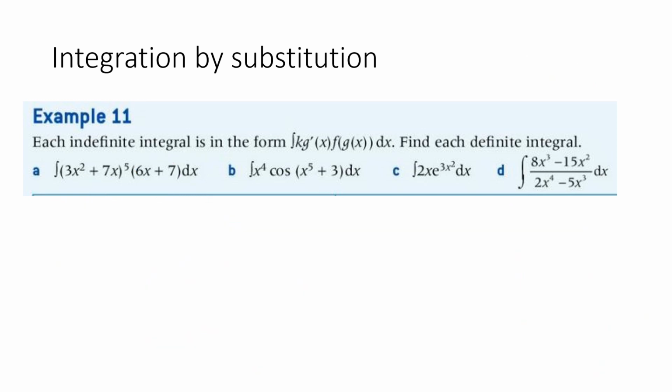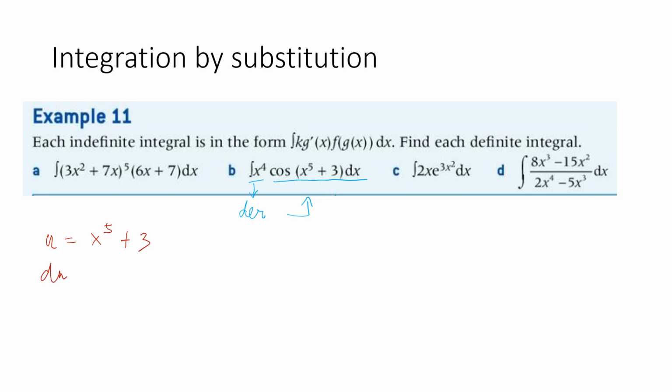Let's do letter B now. It looks like we have these two functions, and which one of them is the derivative? So the one with the lower degree will be the derivative of the function here. Let's call the inner function u. Okay, let me write here. I think I have more space here. So let our u be equal to x raised to 5 plus 3.